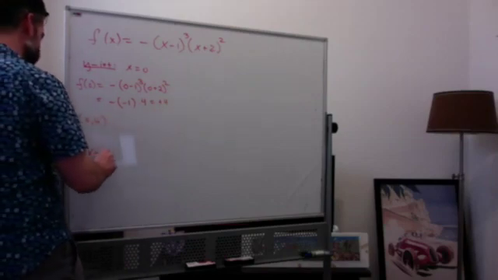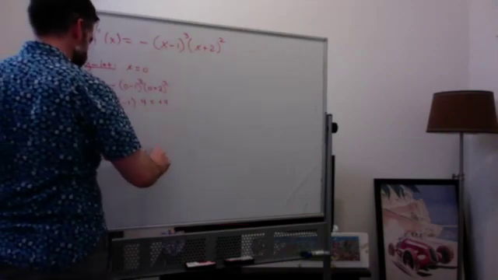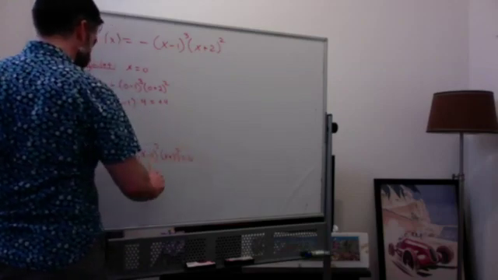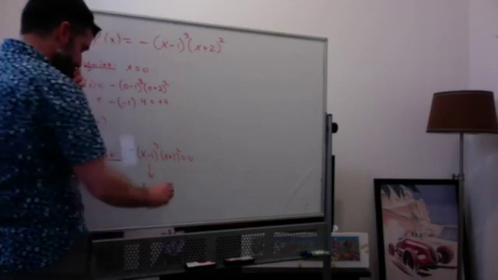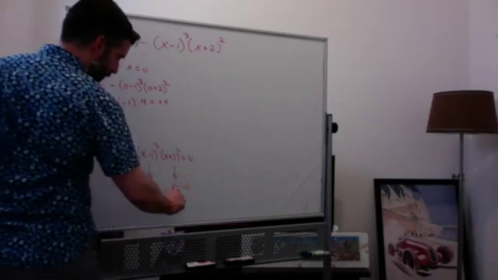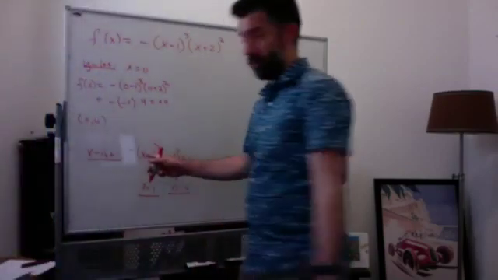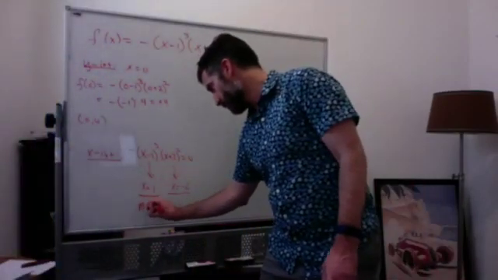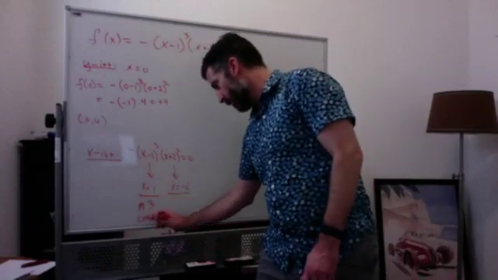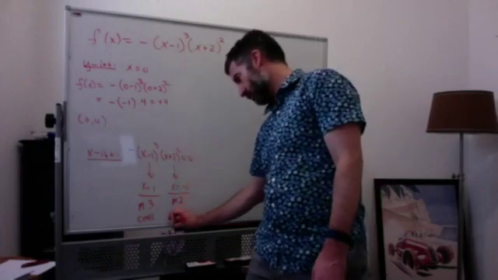For my x-intercepts, I'm setting this whole thing equal to 0. Here I'm going to get x equal to 1. Here I'm going to get x equal to negative 2. I don't even really care what the number is, I just care if it's odd or even. The multiplicity of x equal to 1 is odd. It's 3, which means we're going to cross. And the multiplicity of x equal to negative 2 is even. It's 2, so it means we're going to bounce.